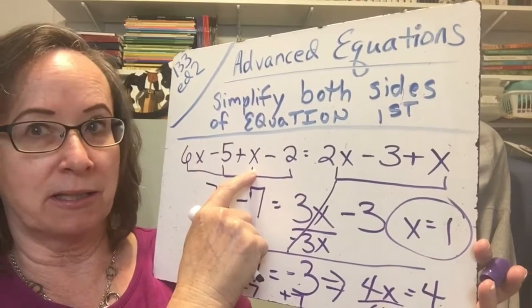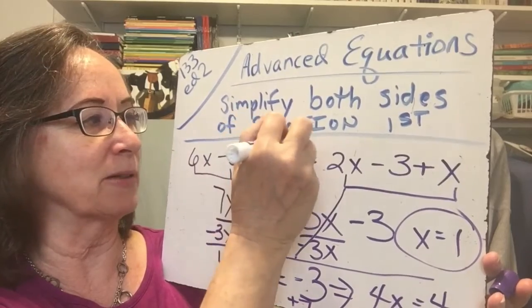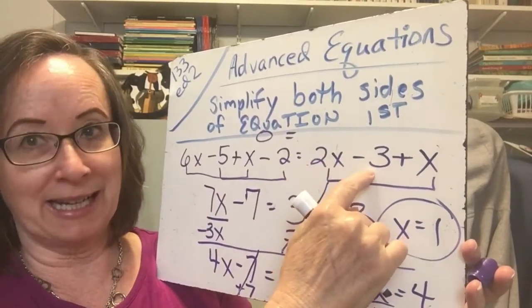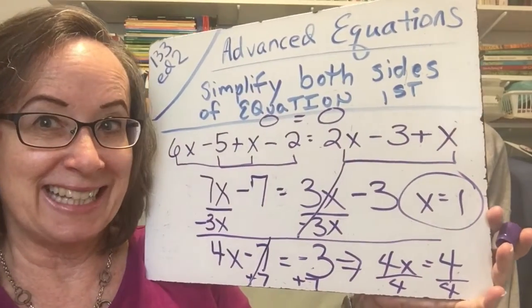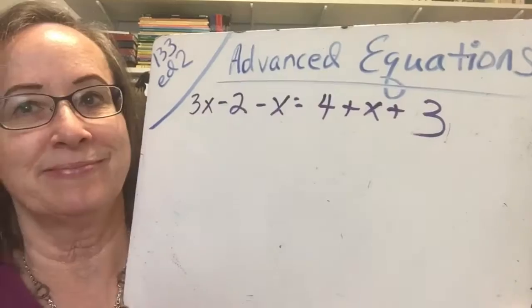1 plus 1 is 2. 2 minus 2 is 0. So this side equals 0. Now let's see what this side equals. 2 minus 3 is -1, plus 1 is also 0. And we can see that, yes, 1 is the solution.